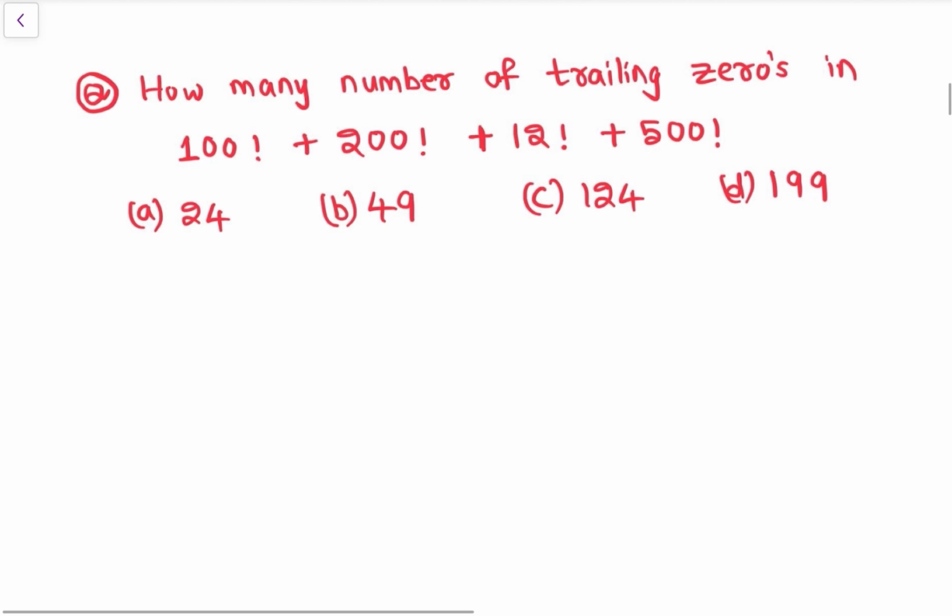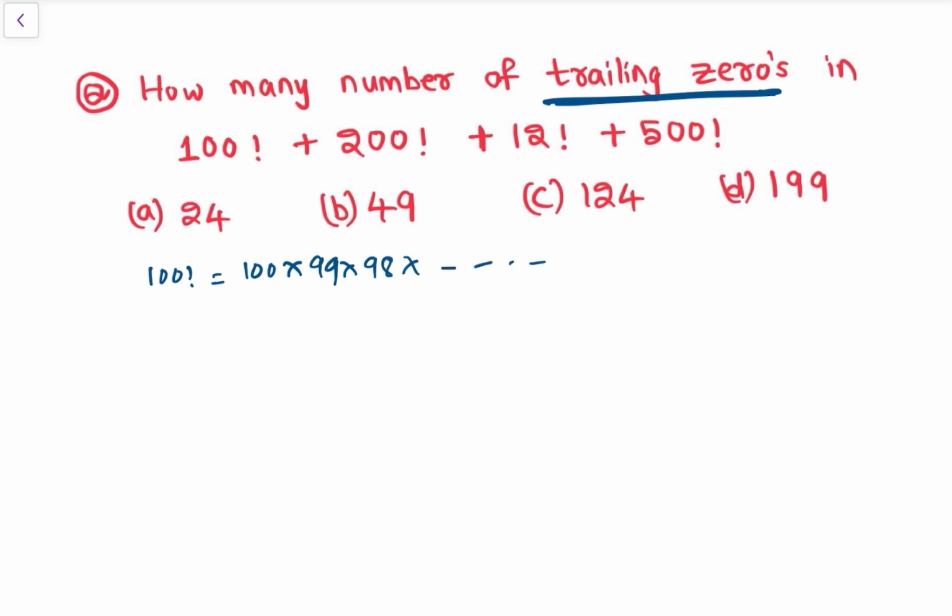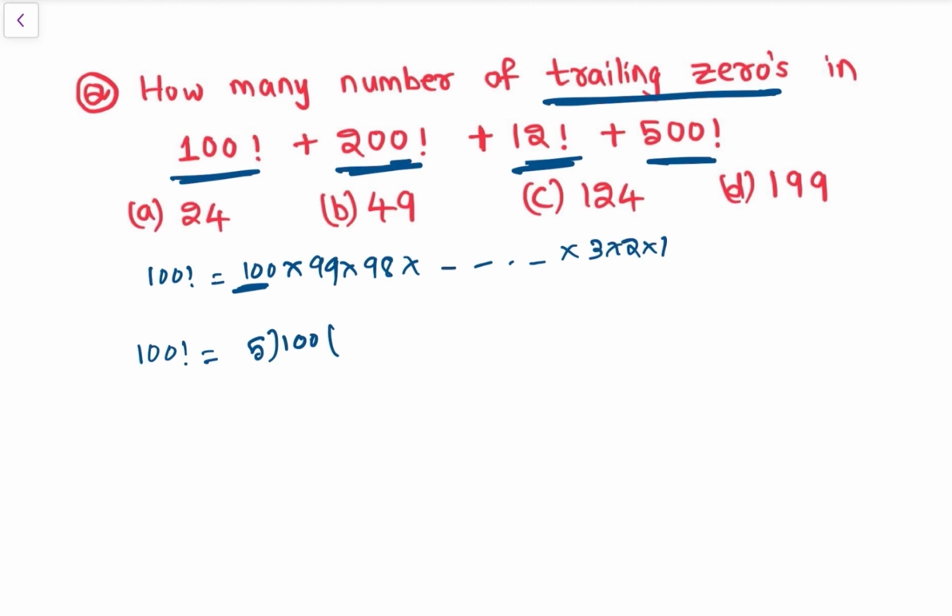How many trailing zeros are in 100 factorial plus 200 factorial plus 12 factorial plus 500 factorial? Again we need to know what 100 factorial is: 100 into 99 into 98 and so on into 3 into 2 into 1. Similarly 200 factorial, 12 factorial and 500 factorial. We need to find the number of 5s in all these factorials. For 100 factorial, the number of 5s: take the bigger number, 100, and divide by 5. 20 fives are 100, so the remainder is 0.